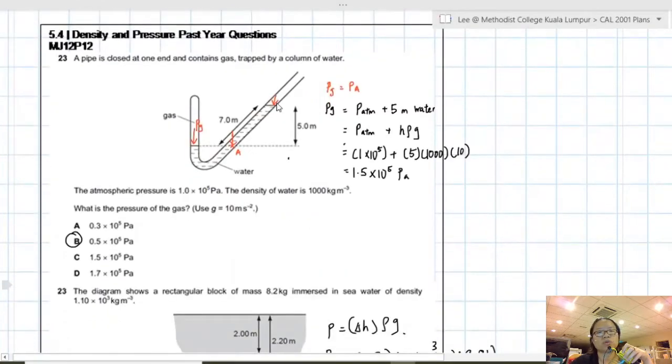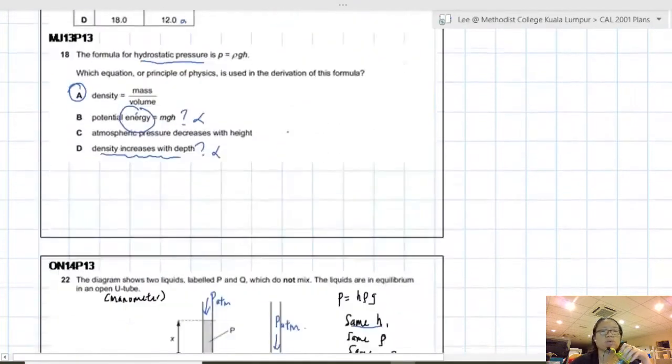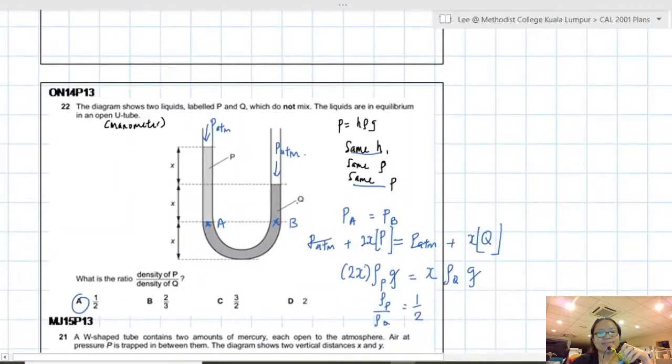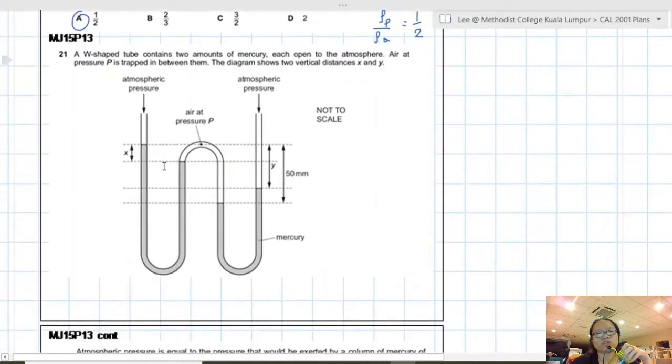Basically, Q is more dense. So like you look at this one end, closed, no atmosphere. The other end open, got atmosphere. Okay, open end has atmosphere, closed end has no atmosphere. Okay, so actually you can use logic. If A and B pressure the same, surely Q is more dense.